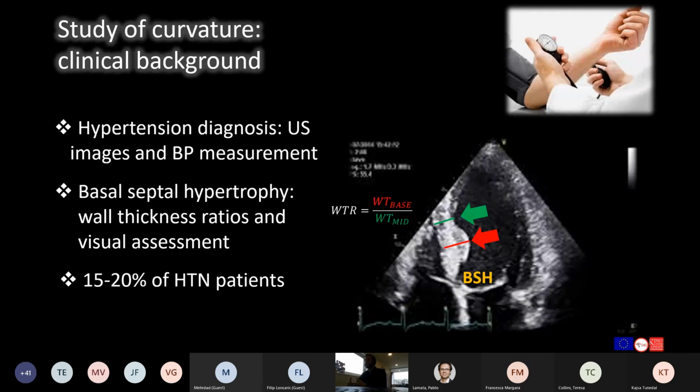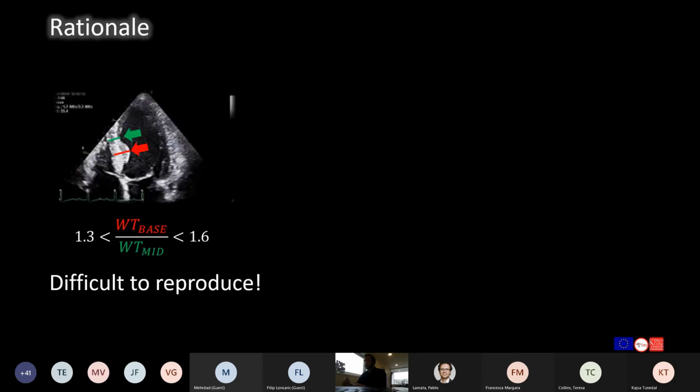And so this basal septal hypertrophy may occur in some patients with hypertension, and it is usually diagnosed with the visual assessment performed by the clinicians, looking at the echocardiography images, or the wall thickness ratio, where the wall thickness is measured at the base and left ventricular septum. And then the ratio is calculated. And the BSH may affect from 15 to 20% of the hypertensive patients at different stages of the disease.